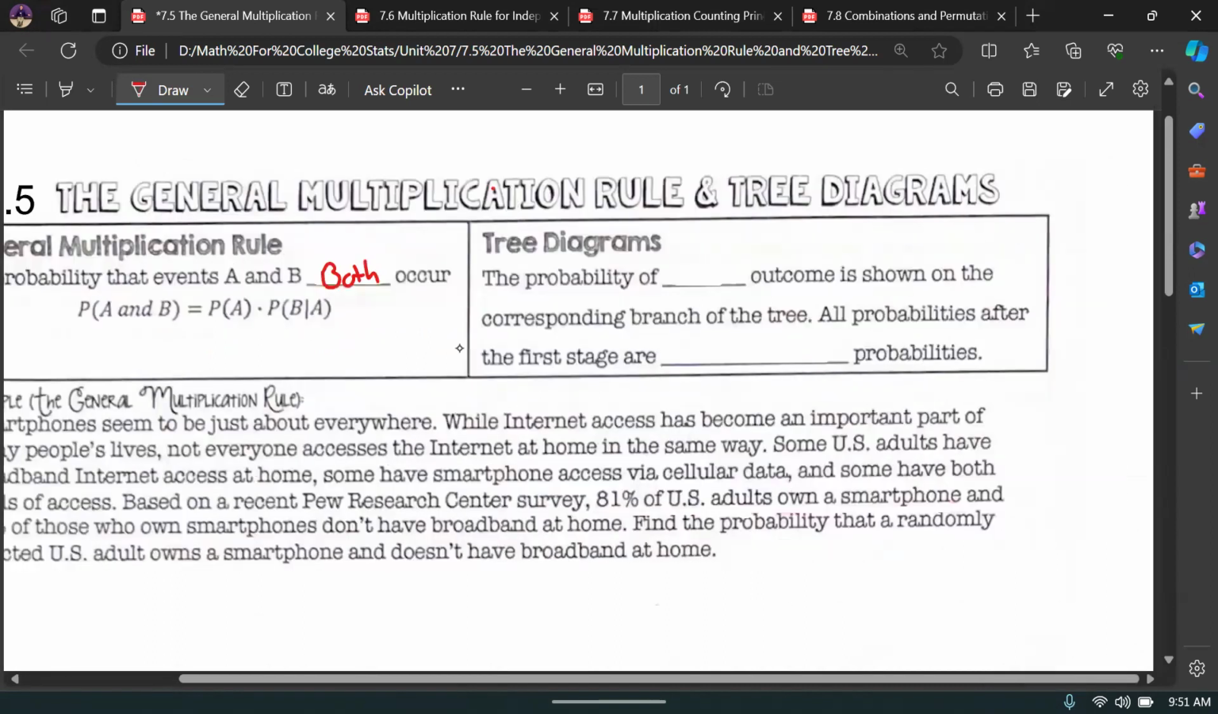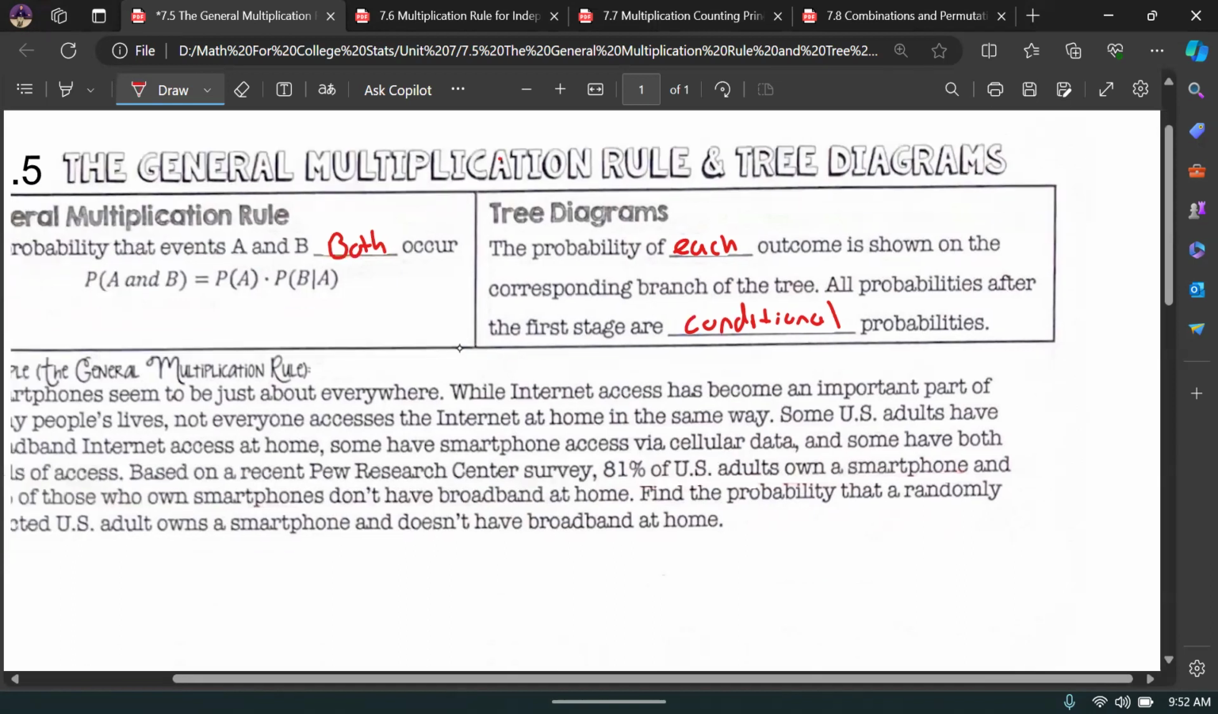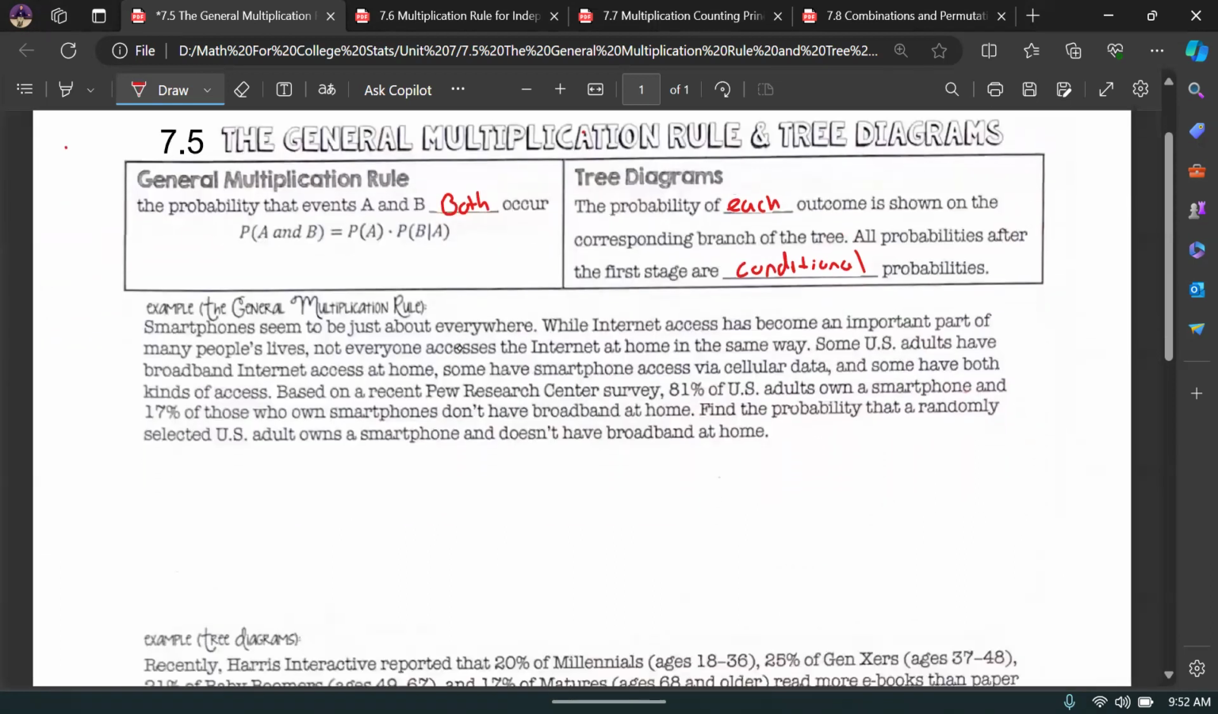The probability of each outcome is shown on the corresponding branch of the tree. All probabilities after the first stage are conditional probabilities. Okay, so you're going to love these tree diagrams. They're super useful. They take a bit to create, but they simplify a lot of our lives. So let's jump into our first example. We get to see a little bit of the multiplication rule.